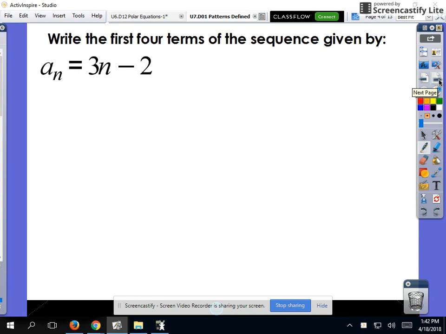All right, let's write the first 4 terms of this sequence. I'm going to have you try this out, given that n is our number term. So try to get the first 4 terms. Give you 30 seconds. Ready, go. Pause the video.